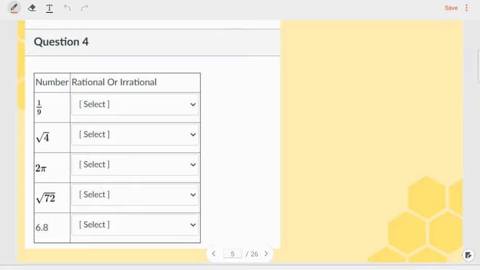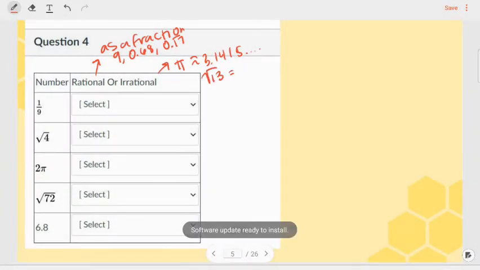Rational or irrational? Remember, in order to be considered rational, you have to be able to write the number as a fraction. Okay, things that I can write as a fraction: I can write whole numbers as fractions. I can write decimals as fractions, like that last example. I can write 0.17 repeating as a fraction. But things that I can't write as fractions are things like pi, because it goes 3.1415, and it continues on with no pattern. Or some square roots, so square root of 13 is also irrational because it just continues on forever.